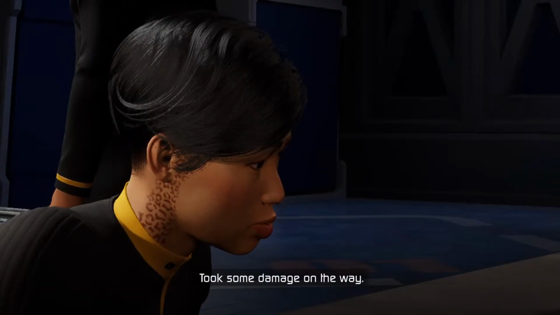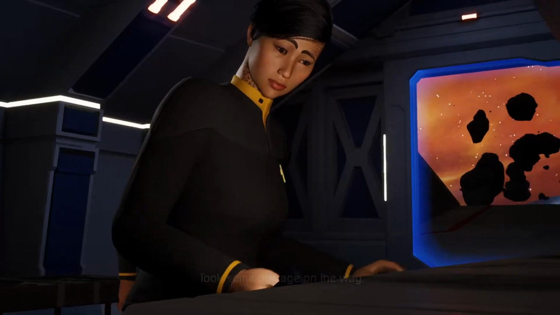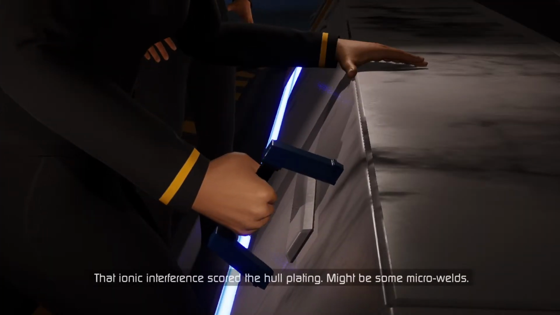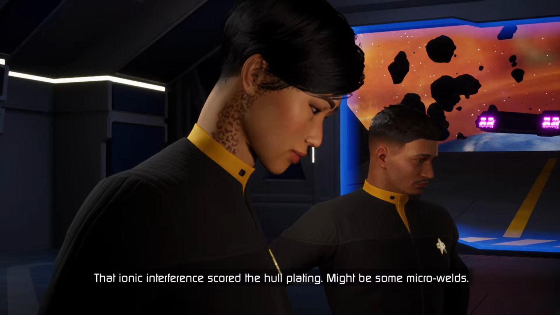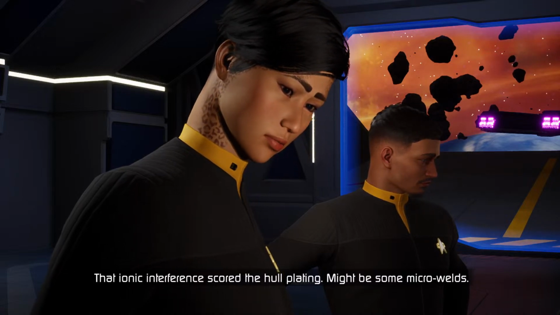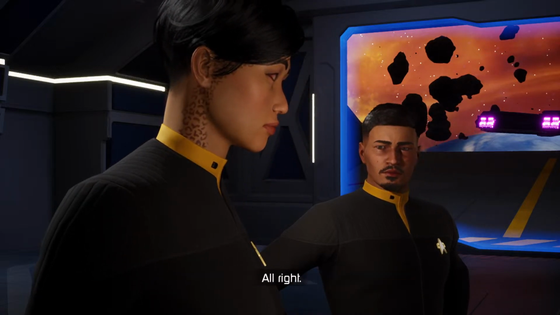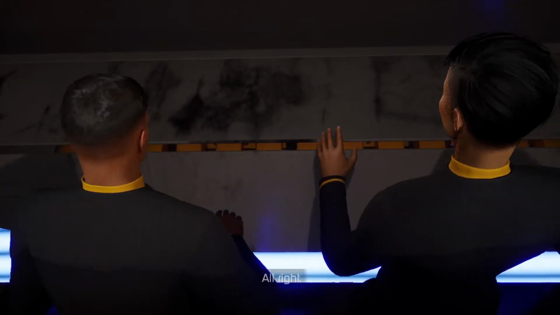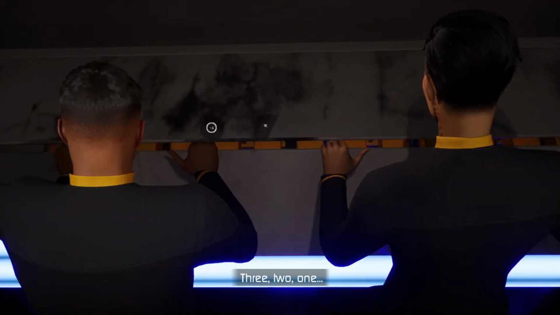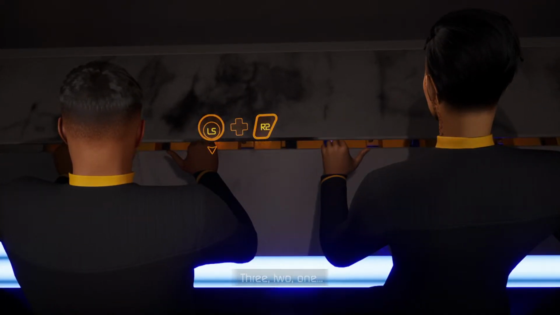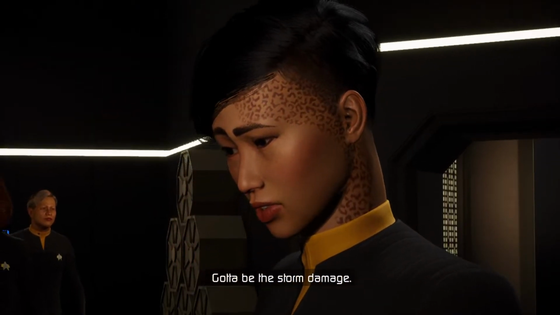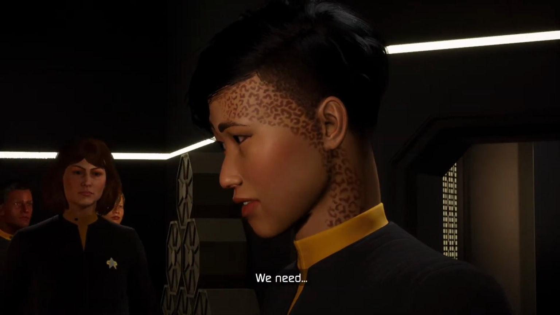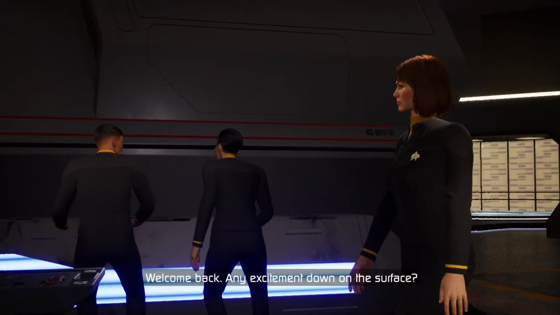Took some damage on the way. That ionic interference scored the hull plating. Might be some micro welds. Let's try pulling together. All right. 3, 2, 1. It won't budge. Gotta be the storm damage. We need to... Welcome back.